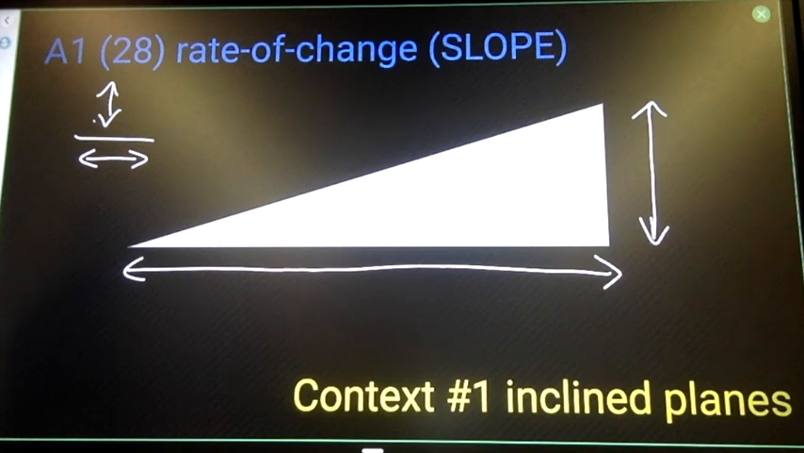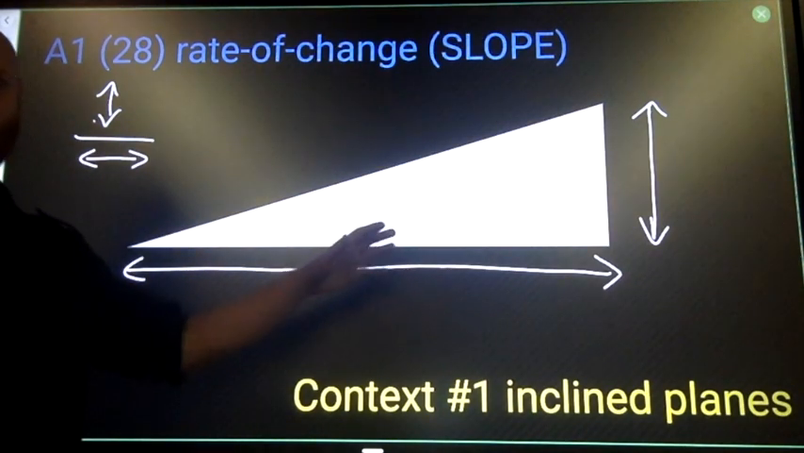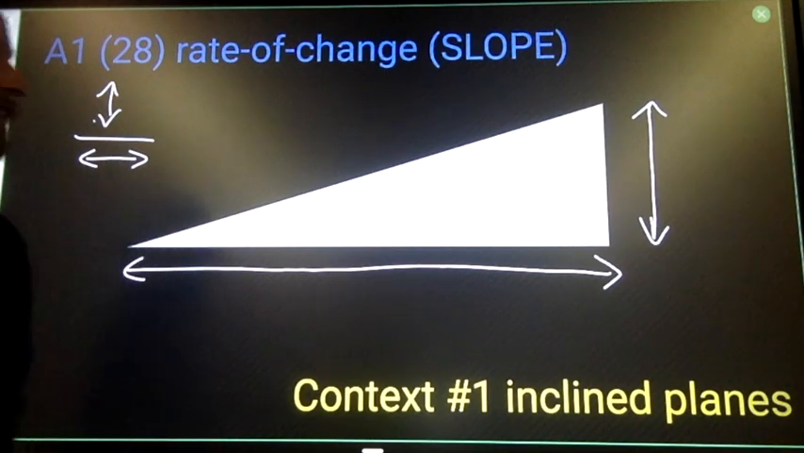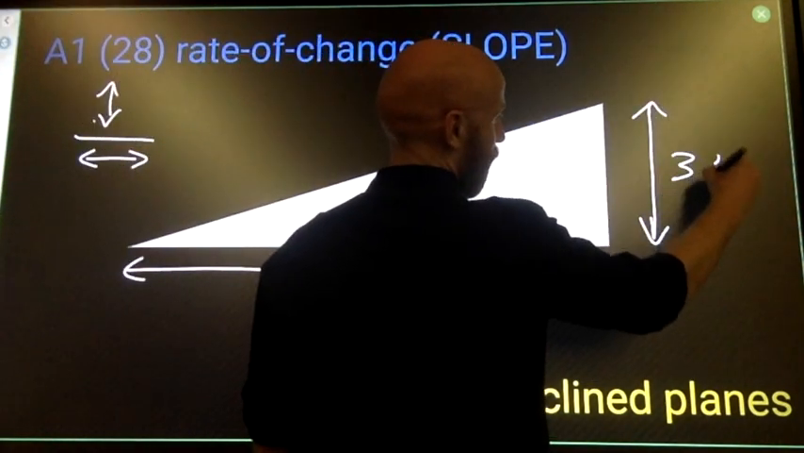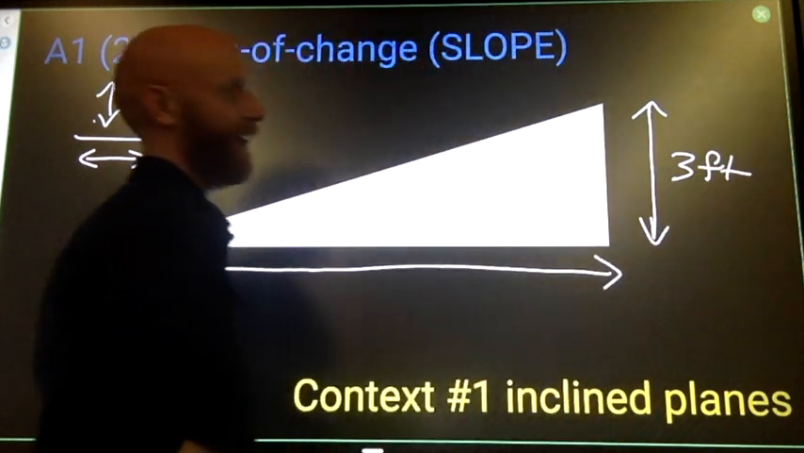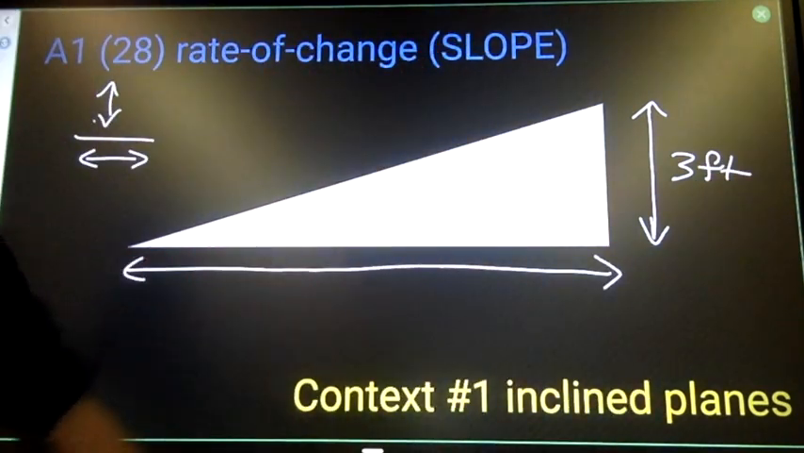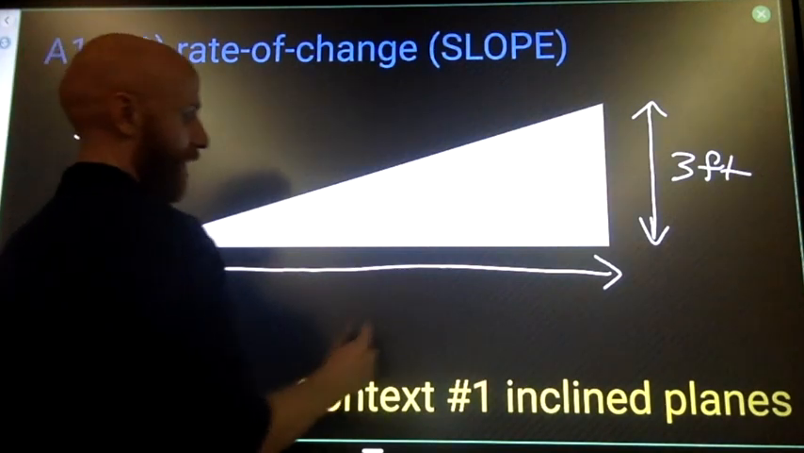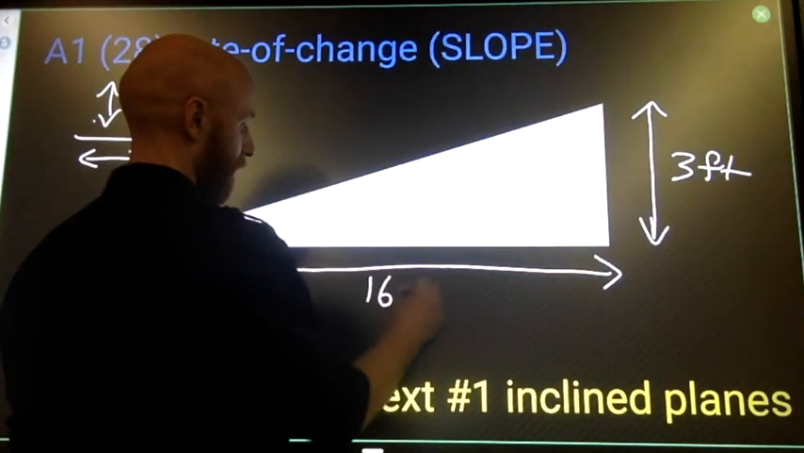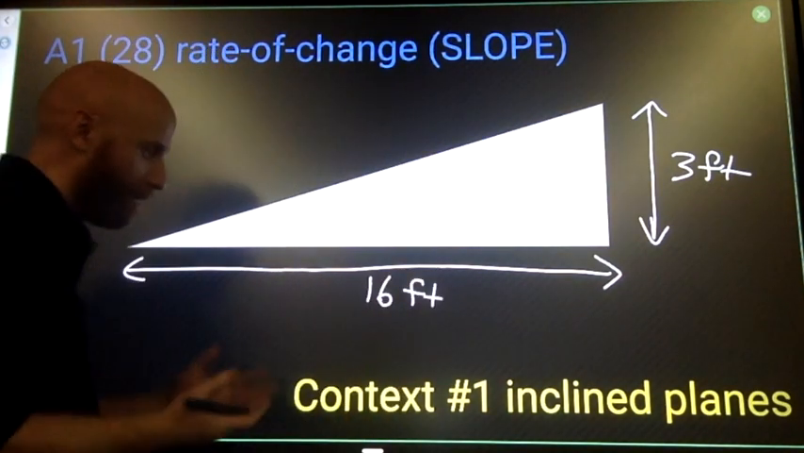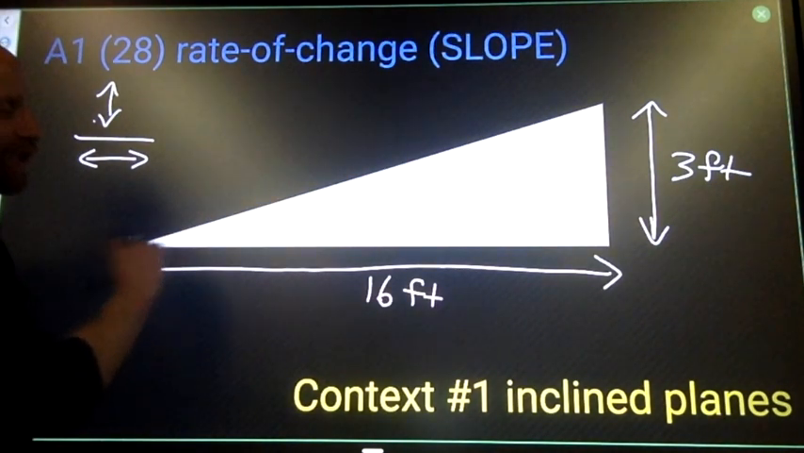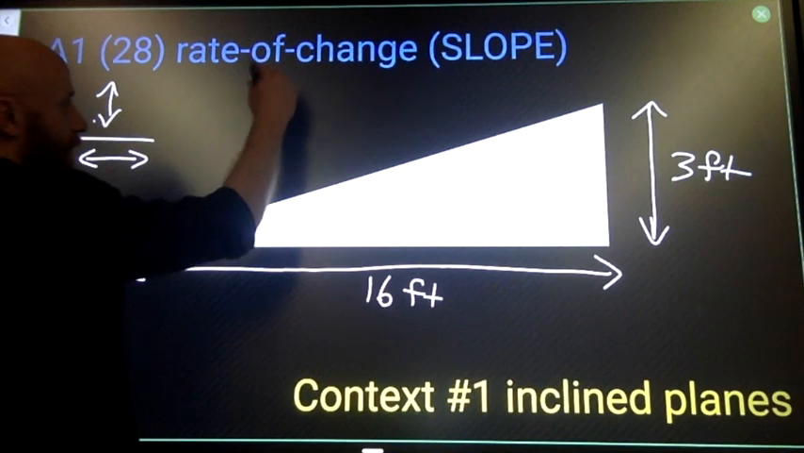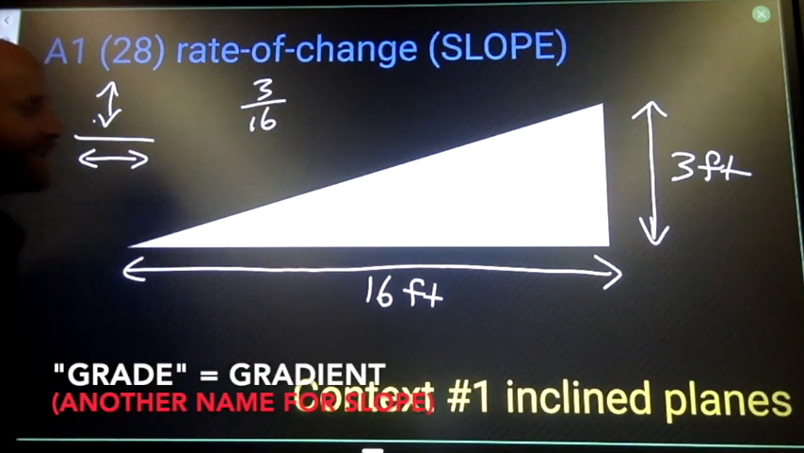All right. So the first context that you could look at is an inclined plane or a ramp. Literally, you would just be measuring the height, how far up do we travel, and dividing that by the length of the ramp. How far from left to right do we travel? So if these were our dimensions, our slope, our grade would be 3/16.